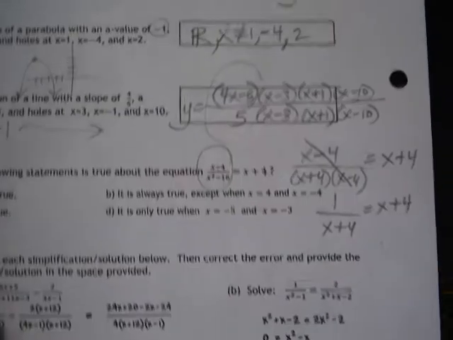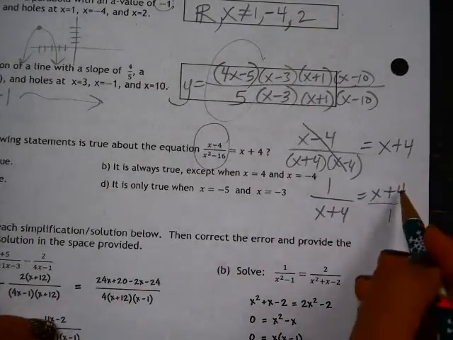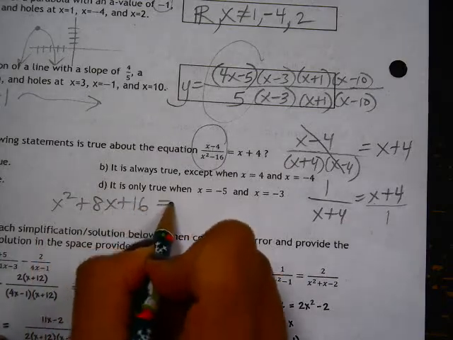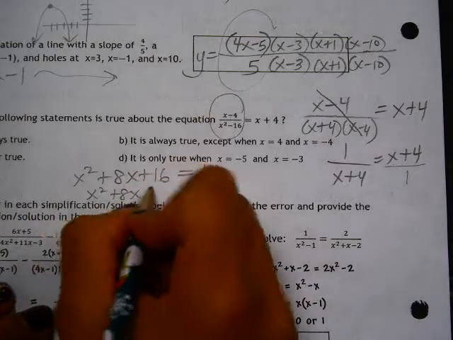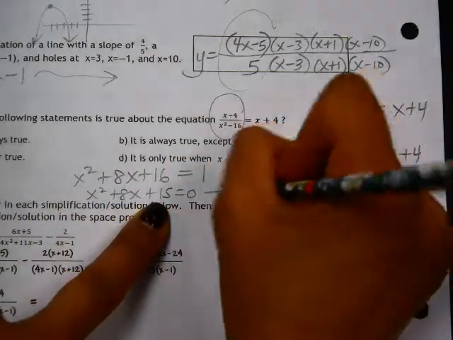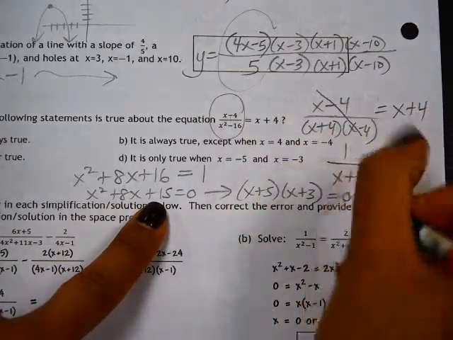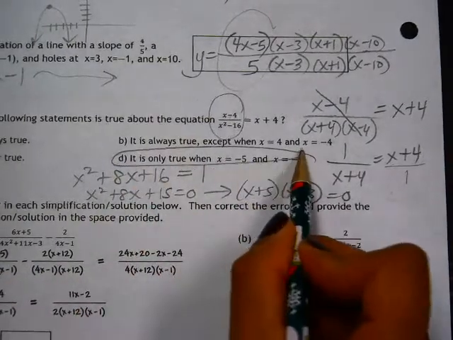Now, solving this equation, we can cross multiply. x squared plus 8x plus 16 equals 1. It's a quadratic, so we want to set it equal to 0. So this would become a 15, and then we can factor it. So x equals negative 5 and negative 3, which would be option D.